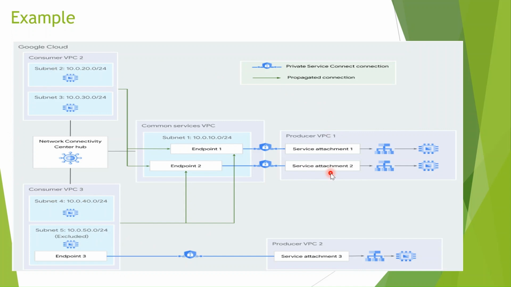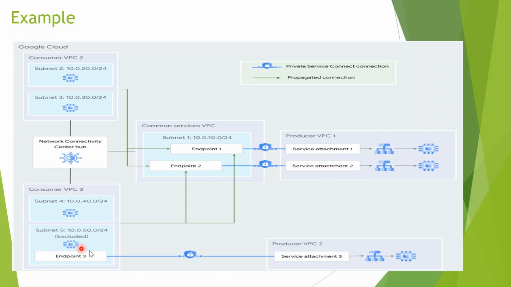So instead, you use a Network Connectivity Center hub. Once you attach this common services VPC to the Network Connectivity Center hub, all other VPCs, consumer VPC2 and consumer VPC3, will be able to reach the producer VPC1 managed services with the help of the common services VPC. All the routes will come into both the VPCs, and they can reach out to these.